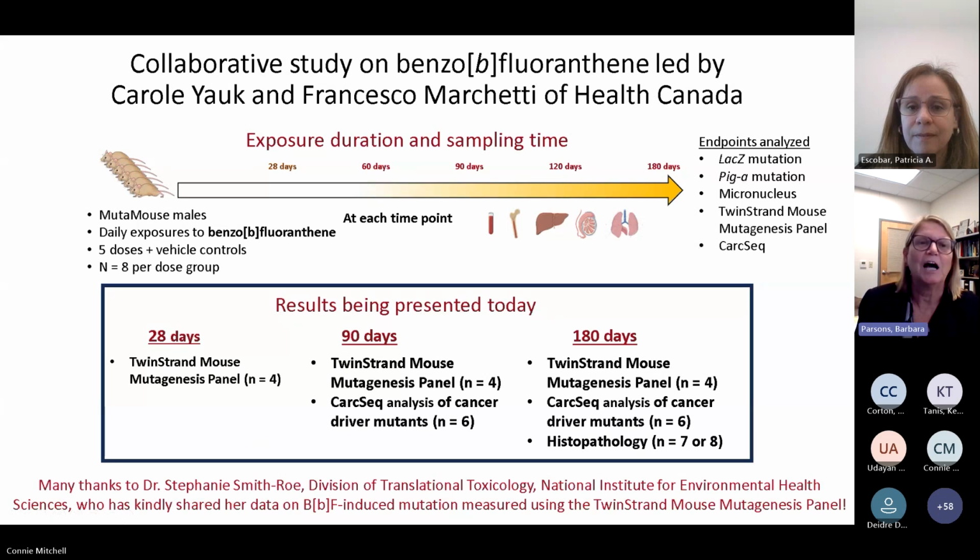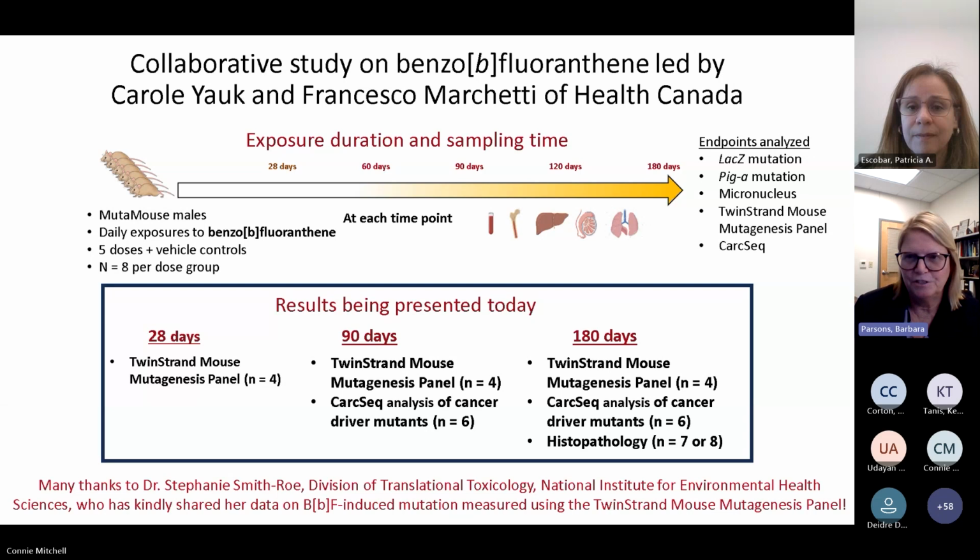Okay, so Stephanie and I are participating in this amazing collaborative study on benzo[b]fluoranthene that's being led by Carole Yauk, who's at University of Ottawa. Sorry, I didn't put that, Carole, and Francesco Marchetti of Health Canada. And what they've done is they have designed this experiment where MutaMouse male mice are treated daily with benzo[b]fluoranthene, a mouse lung carcinogen. They've looked at 5 doses in vehicle control, 8 animals per group, and they've treated for different durations from 28 days out to 180 days.